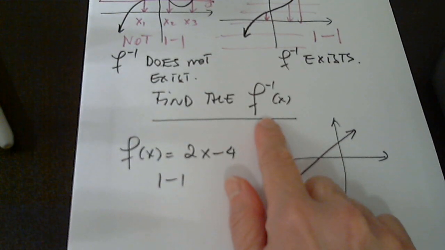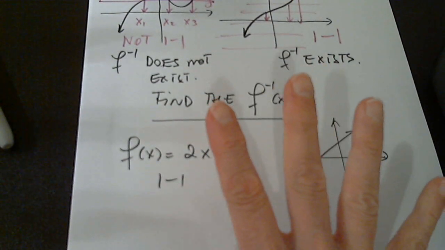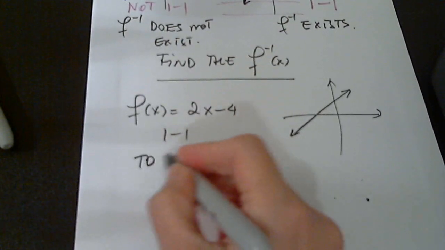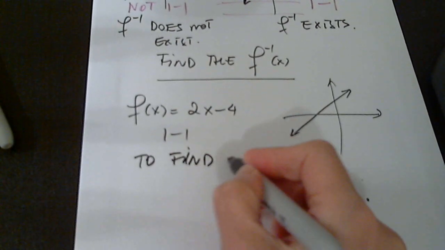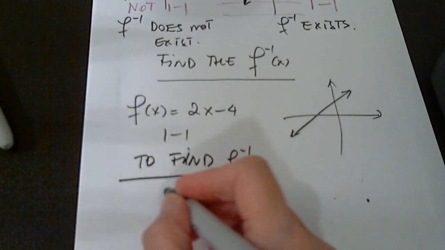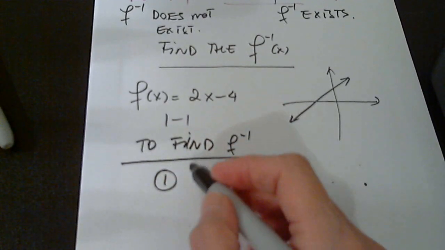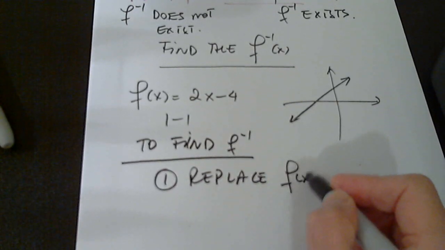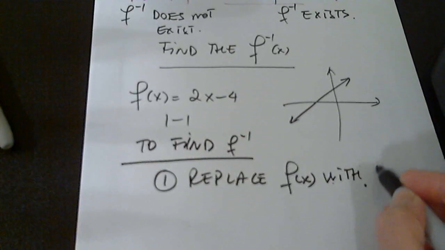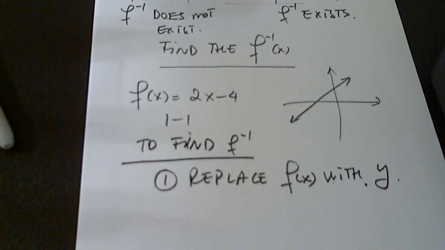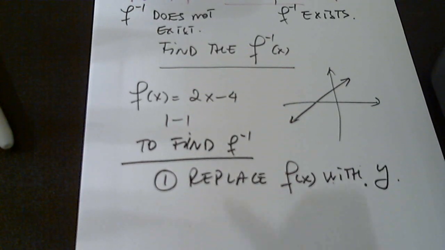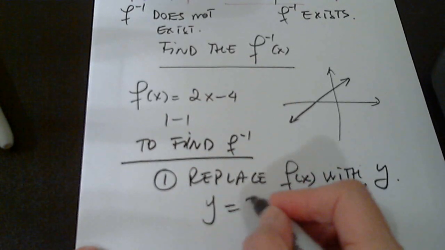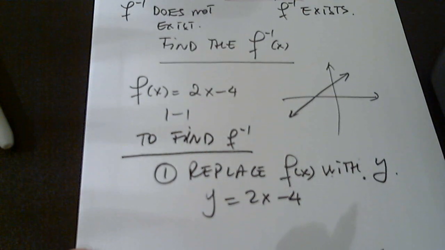Finding f inverse has 4 steps. Step 1. To find f inverse, step 1: replace f of x with y. Can I do that? Yes, they are the same. f of x and the y values, same thing. So y equals 2x minus 4.